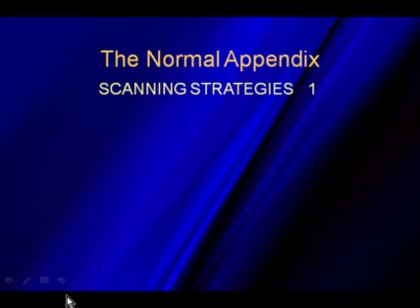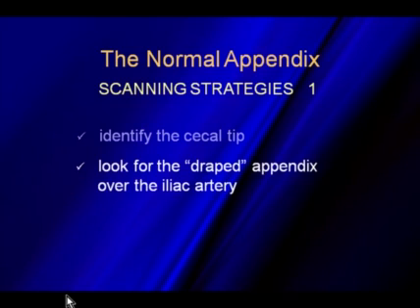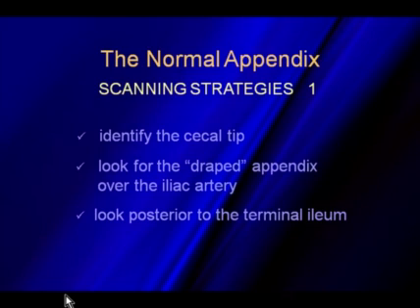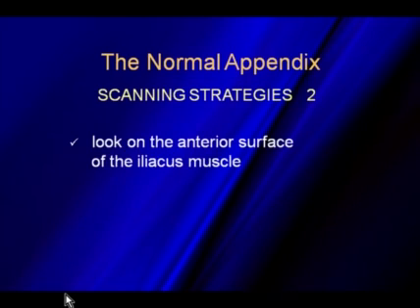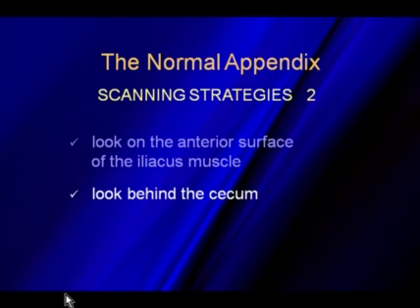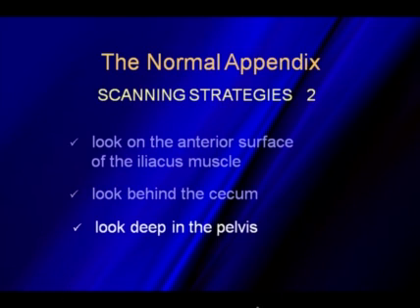So these are the scanning strategies of how we go about locating where the appendix might be. First thing is we want to identify the cecal tip. We will look for the appendix draping over the iliac vessels, and I'll go over each of these individually. We will look posterior to the terminal ileum. If we don't find the normal appendix, we'll go back and look anterior to the iliacus muscle. We'll look behind the cecum. I think retro-cecal appendix is a place that we miss a lot of our cases of appendicitis. And then at times we'll look deep in the pelvis. These tend to be more common locations on females that we'll see the actual appendix deep inside the pelvic area.